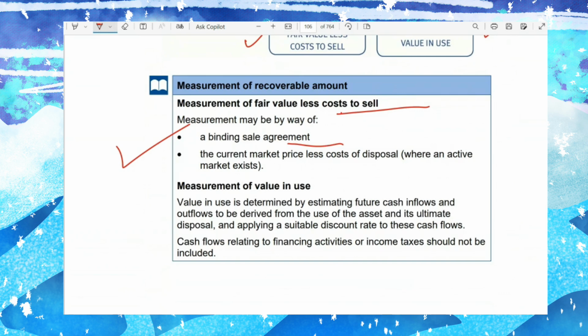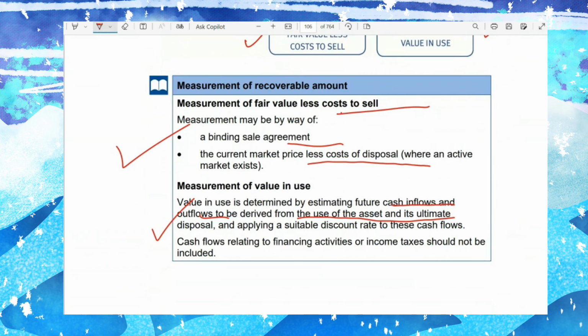Measurement of value in use. The value in use is determined from the estimated future cash inflows and outflows to be derived from the use of the asset and its ultimate disposal. These are the cash flows relating to operating activities. Income tax should not be included in this calculation.